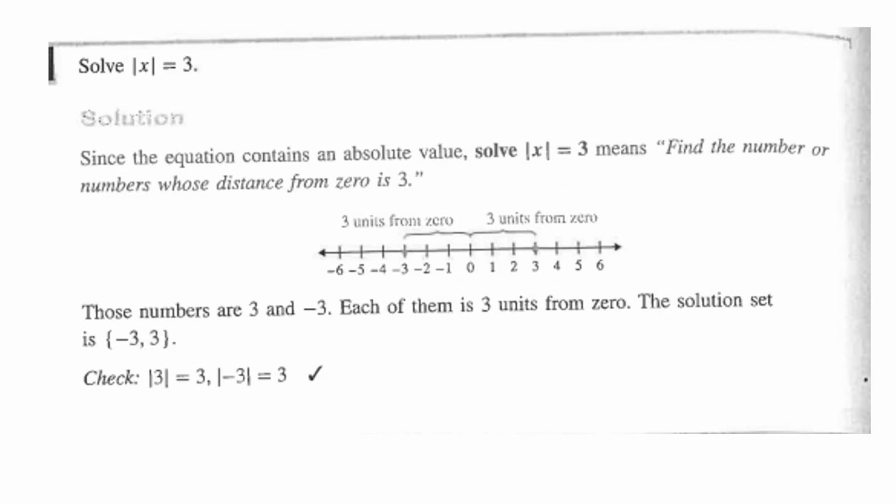Let's start with a simple example. Solve the absolute value of x is equal to 3. Since the equation contains an absolute value, when we ask you to solve, the absolute value of x equals 3 means find the number or numbers whose distance from 0 is 3. By inspection, if you think about the number line, you start at 0 and you could either go to 3 or minus 3. So those numbers are 3 and minus 3, and each of them is 3 units from 0. So the solution set has two answers. It is minus 3 and 3.